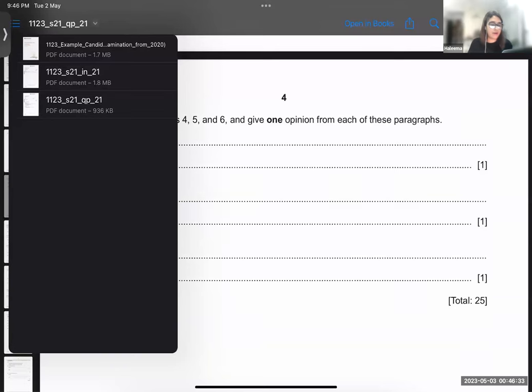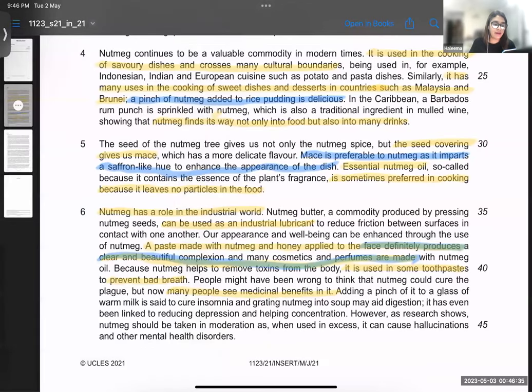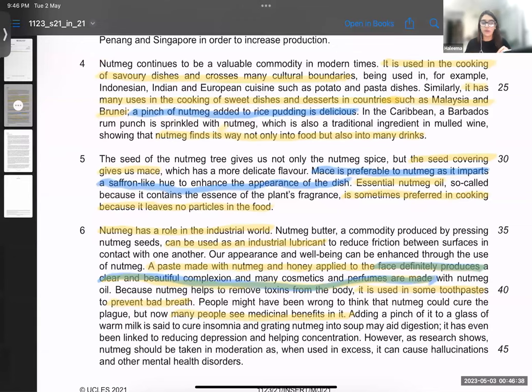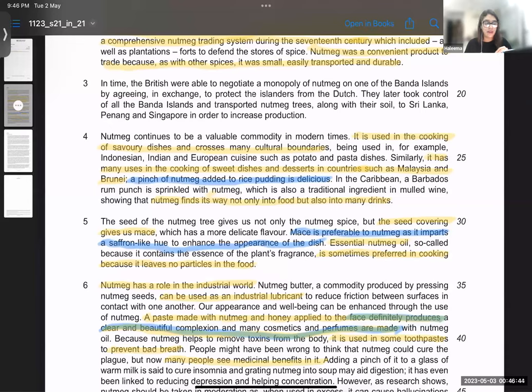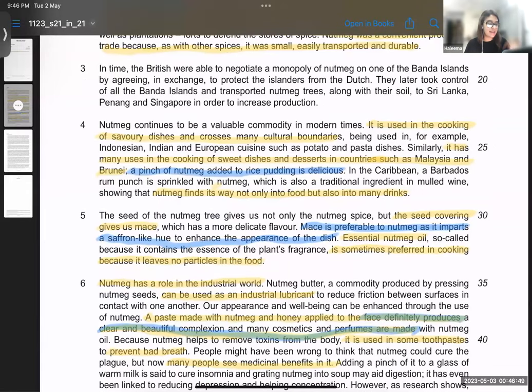If you look at paragraph 4, where they talk about how nutmeg continues to be a commodity in modern times, we don't need to add this since this is not part of our content points. But in our summary, we have to talk about two things. The first use of nutmeg is that it's used in cooking of savory dishes in many cultures. The second content point is how it's used for cooking sweet dishes and desserts in countries like Malaysia and Brunei. So if I combine these two, talking about how a prominent use of nutmeg is in cooking of savory dishes as well as sweet dishes and desserts, have I not joined two content points?